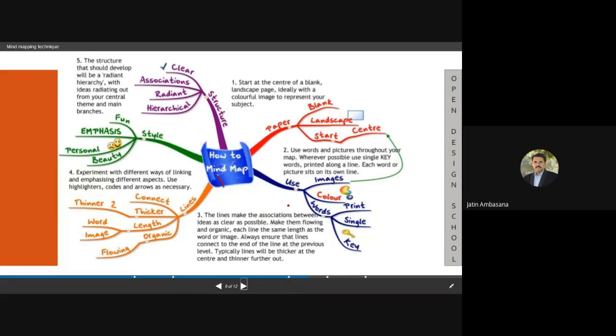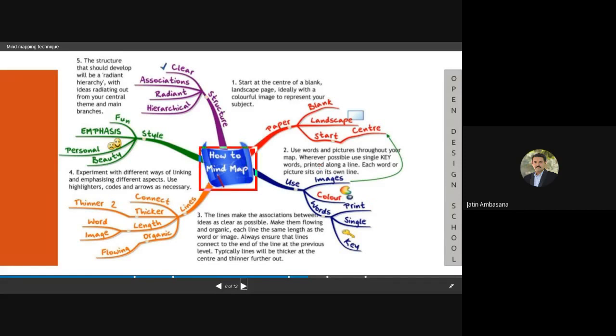Then the second part is to use words and pictures throughout your map. Wherever possible, use single keywords printed along each line, and each word or picture sits on its own line. So see, if paper is there, you write it over here and not below the line. You write it above the line. All the words have been written above the line. Make sure the words are written above the line.